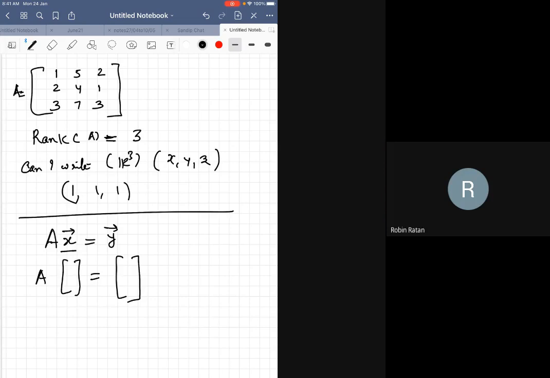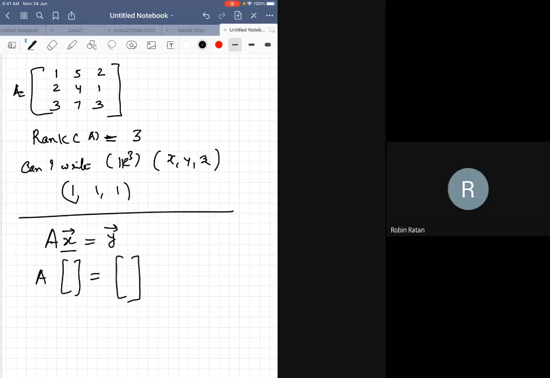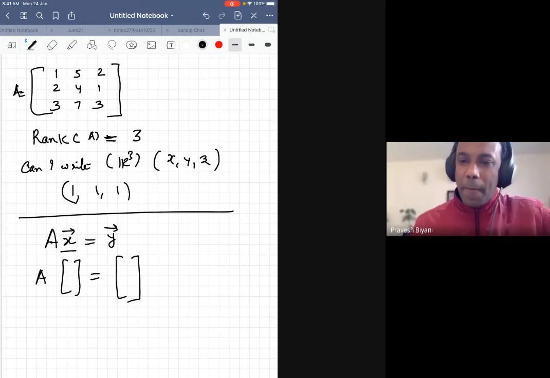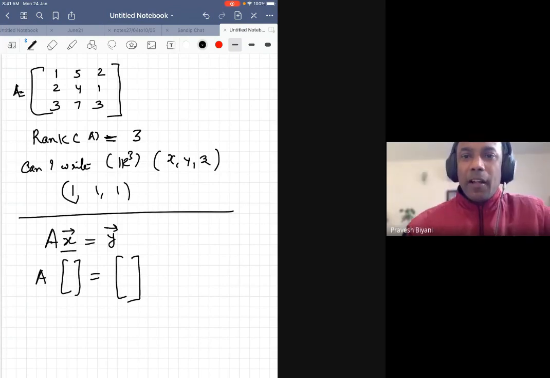Sir, can you repeat that? So the question is, what is the dimension of the column space of A? That's the first question. Dimension of the column space of A. Yeah, it's probably 3. That is 3, right? Thanks, Robin.